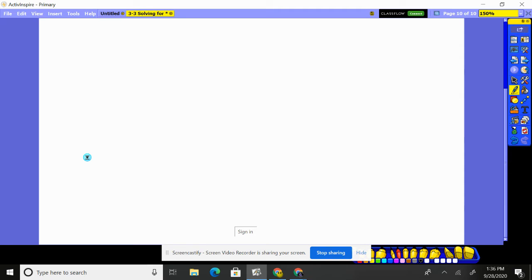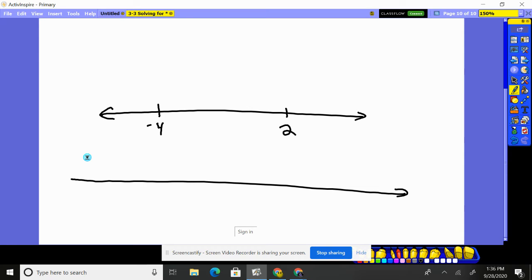Let's say we have a number line. And here's the number -4, and let's go with 2. Now, if we come in here and we multiply each of these guys by 2, let's look where they move. -4 times 2 would move him to -8. 2 times 2 would move him to where? 4. They just moved further apart, didn't they?